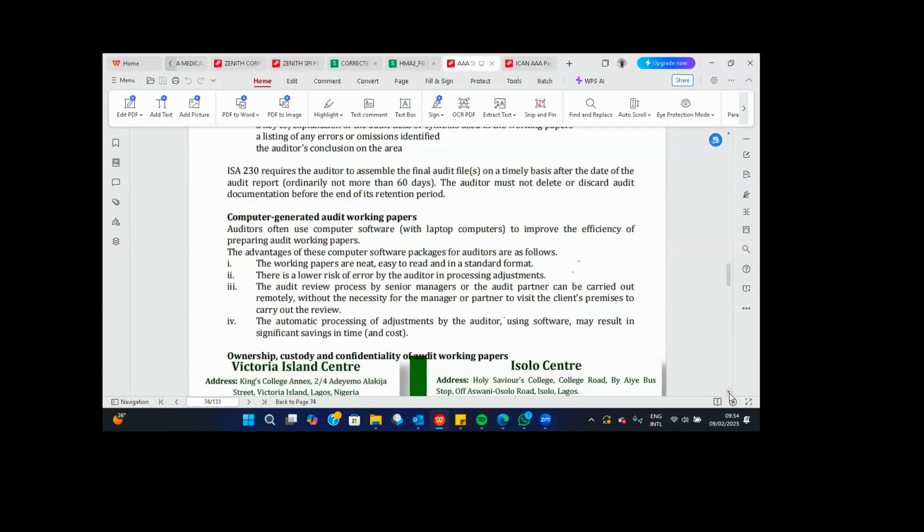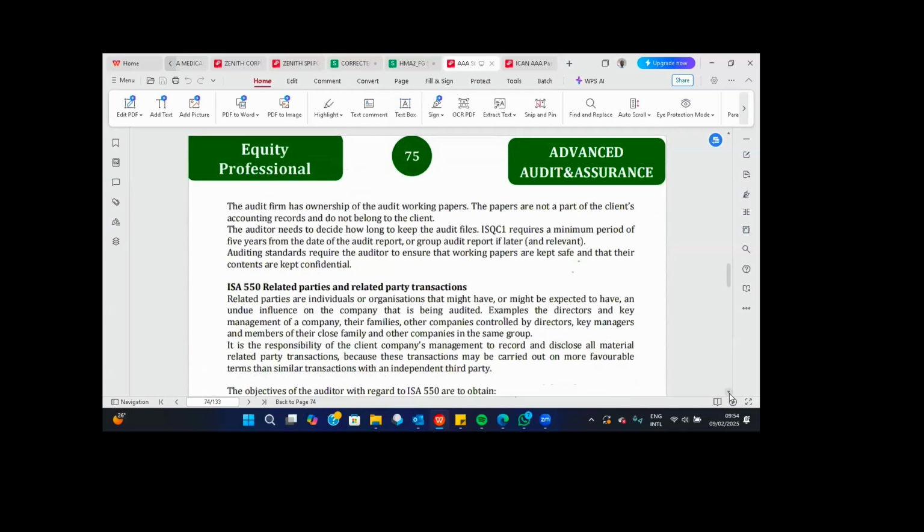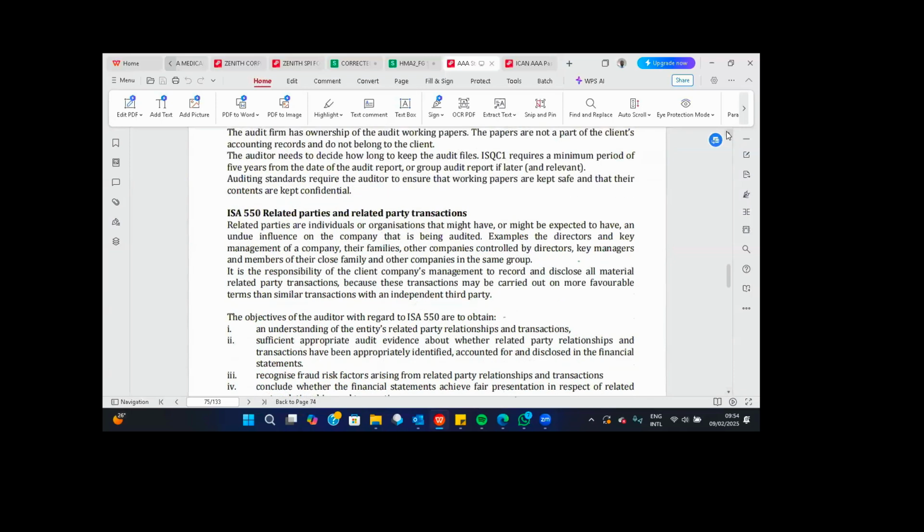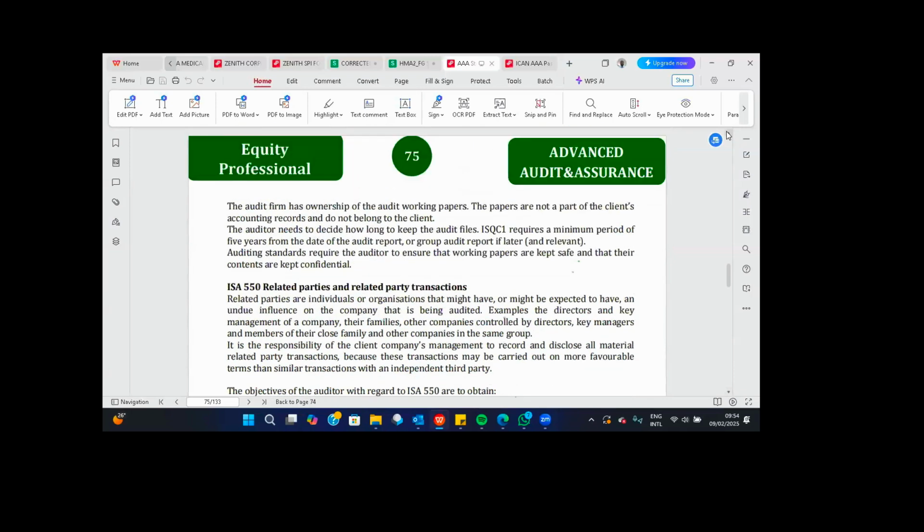Then the automatic processing of adjustments by the auditors using software may result in significant savings of time. Now you use software to make what? Audit adjustments. So it saves a lot of time, even though you are the one that's going to put the parameters in place, but it still saves a lot of time.